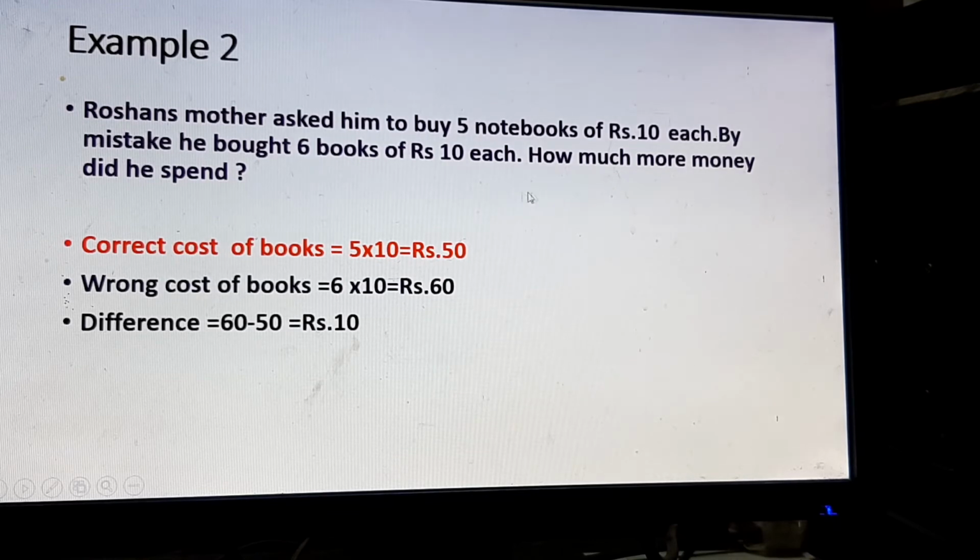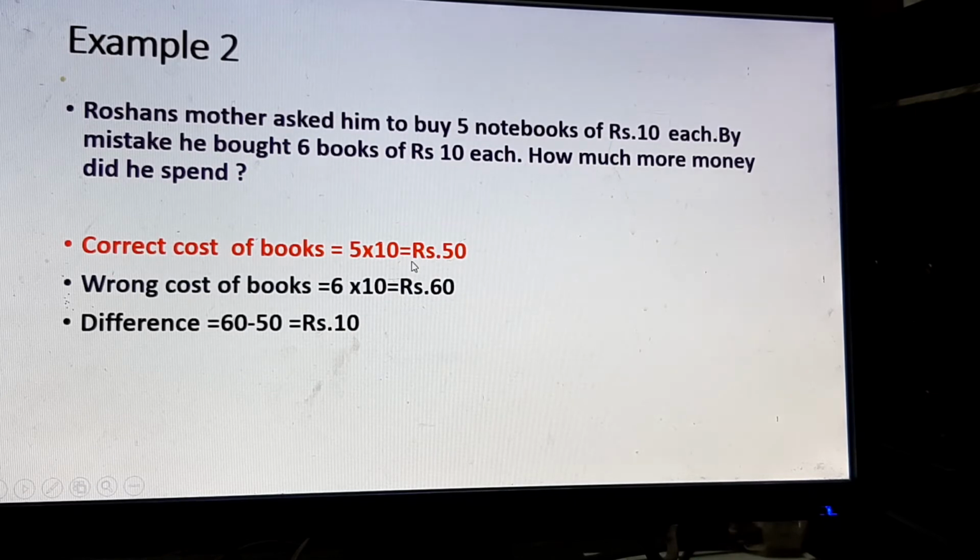6 books. How much more money did he spend? So we have to find out according to Mama's calculation how much, and according to what Roshan bought, how much money. So how much more? We have to find the difference. So what is the correct cost of books?